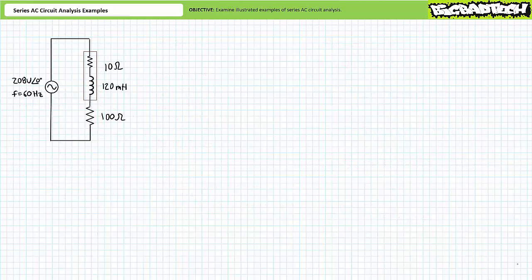Our third and final illustrated example problem features a series combination of two elements. The first element is a non-ideal 120 millihenry inductor that includes a small internal resistance of 10 ohms. The second element is a 100 ohm resistor. The source has an effective value of 208 volts and an excitation frequency of 60 Hz.